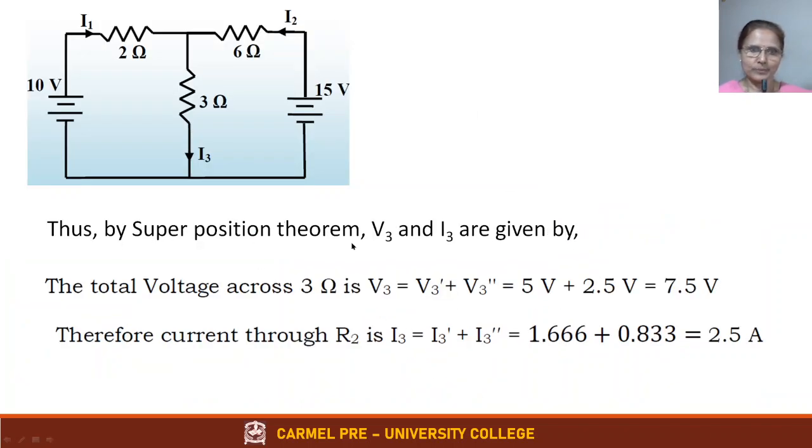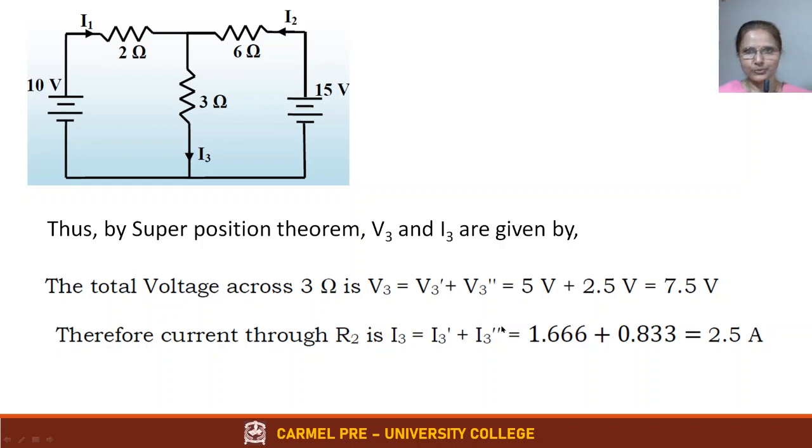So by superposition theorem, V3, the drop across resistor R3, 3 ohms, and current through 3 ohm, which is I3, can be given as V3 dash plus V3 double dash, 5 plus 2.5 equal to 7.5, and I3 is equal to I3 dash plus I3 double dash, equal to 2.5 amps. Okay, so this is how you find it using superposition theorem.